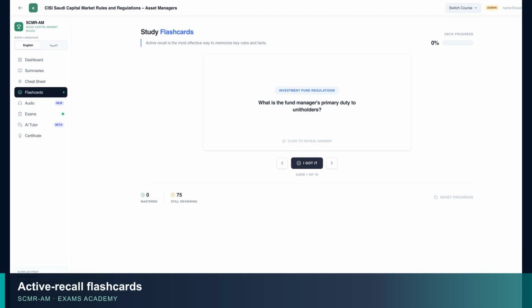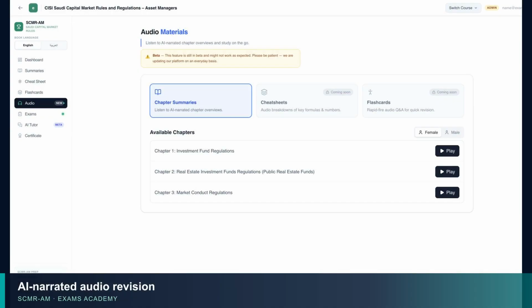The audio area provides AI-narrated chapter overviews and extra revision modes, making productive study possible during a commute, a walk, or any spare moment.